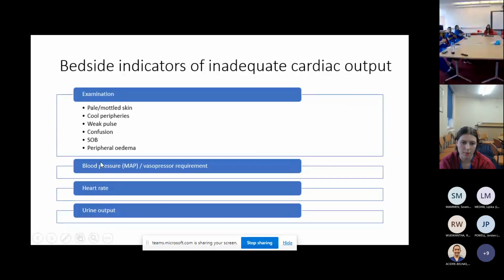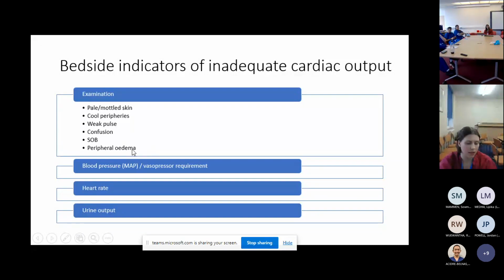We can also look at the blood pressure. As we discussed, the cardiac output is directly contributing to the mean arterial pressure. And then in tandem with that, their vasopressor requirement as well. We can look at their heart rate, which might be compensating for a reduced cardiac output, and also the urine output. So if we have renal vasoconstriction to try and preserve the blood volume in response to a reduced cardiac output. So obviously these signs can all indicate an inadequate cardiac output, but aren't particularly specific.